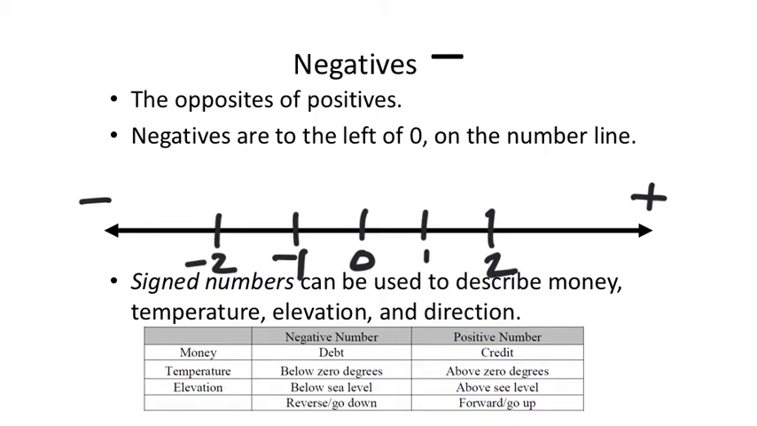Just remember that negative numbers with money is debt. Positive numbers, we don't usually say it's credit. It's just money that you have. That's kind of how I demonstrate it. For temperature, below 0 degrees is negative, and positive numbers would be above 0 degrees, of course. And so there you go. There's that vertical number line thing.